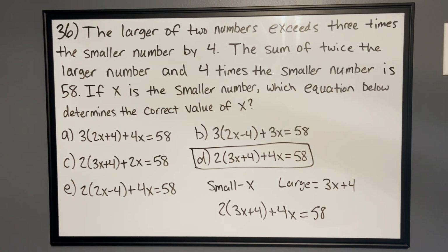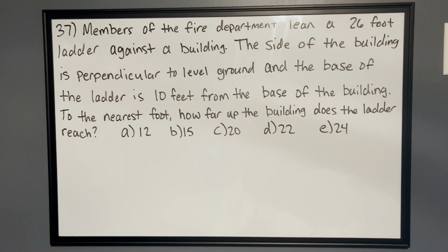Let's move on to 37. All right, so here we have question number 37. It says members of the fire department lean a 26-foot ladder against a building. The side of the building is perpendicular to level ground, and the base of the ladder is 10 feet from the base of the building. To the nearest foot, how far up the building does the ladder reach?